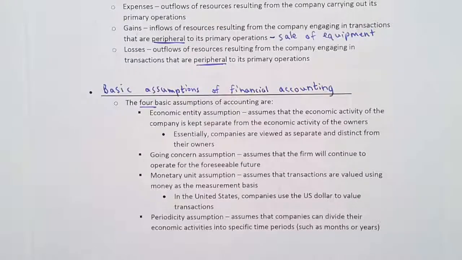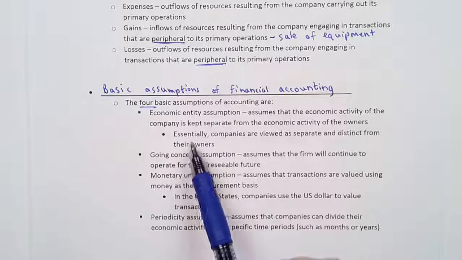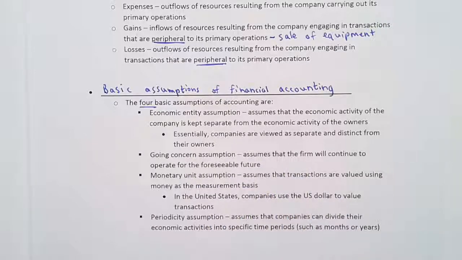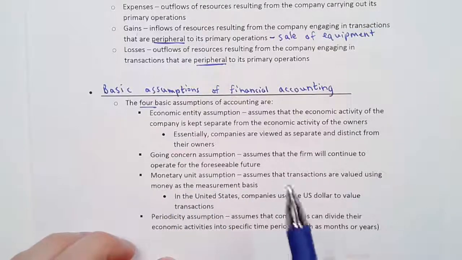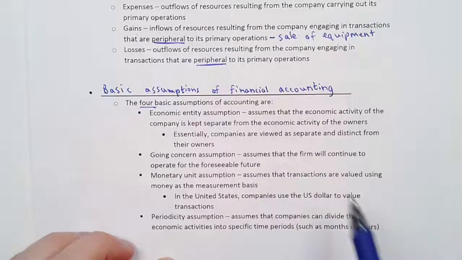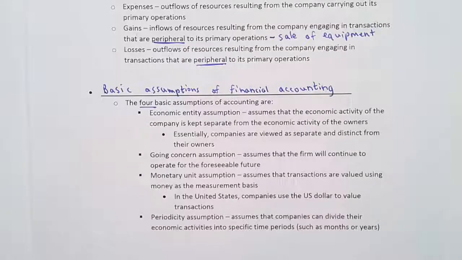If an owner does something, he records it on his books. If the company does something, it's on separate books from the owner. So essentially, companies are viewed as separate and distinct from their owners. Okay. The next assumption is called the going concern assumption. This basically assumes that the firm will continue to operate for the foreseeable future. What it means is that the company is just going to keep operating for as long as we can tell.